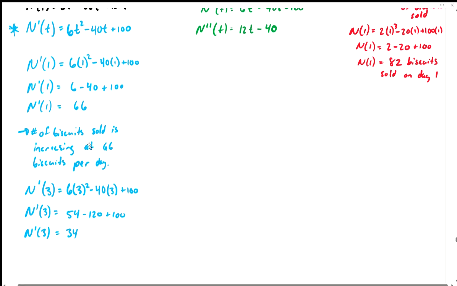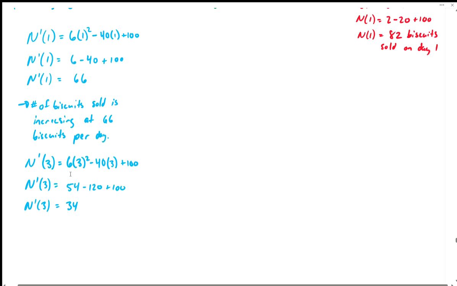Okay, so the difference between our number here versus our first number, let's add one other thing I forgot to mention. Back to my arrow that I put to interpret that: the number of biscuits sold is increasing at 66 biscuits per day on day 1.